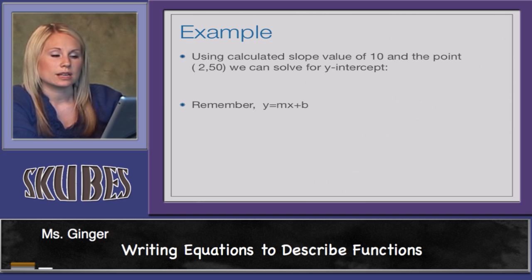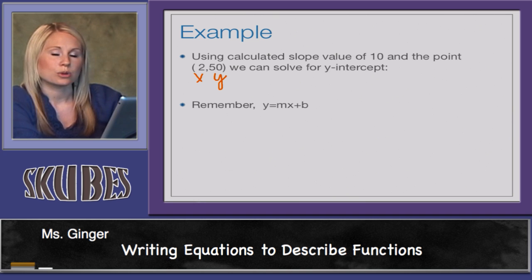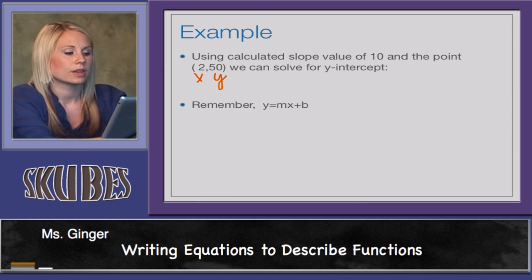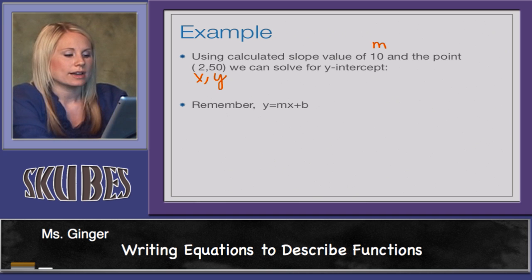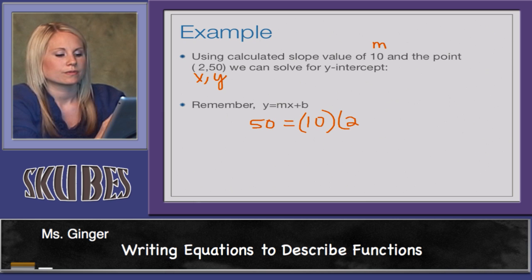We found our slope is 10, and now we can choose any coordinate from the table and plug in that x and y to slope-intercept form to find our b, because that's the last piece of information that we're missing. So I chose the first point here. So we've got an x value and a y value and our m value. So we're just going to start plugging those in. Y is 50, so that will go first, equals m is 10, times our x value, which is 2, plus b. And we don't know b. We're going to solve for that.